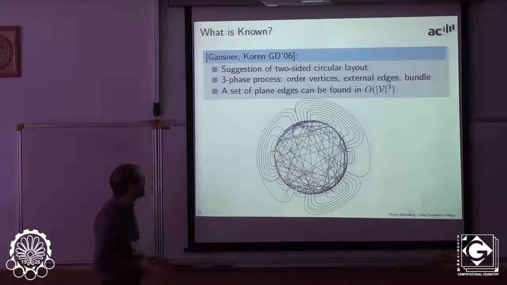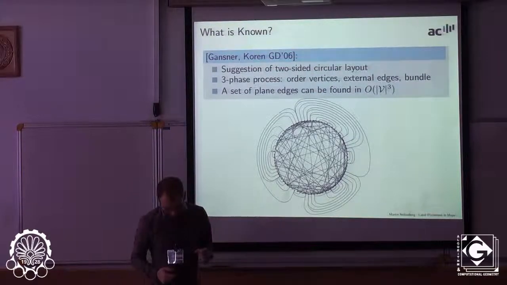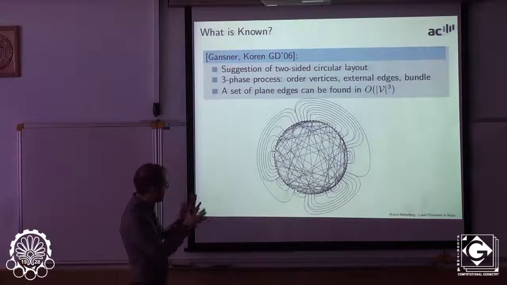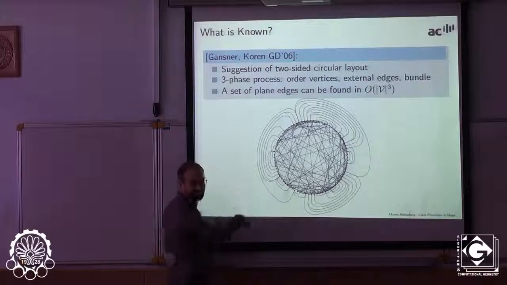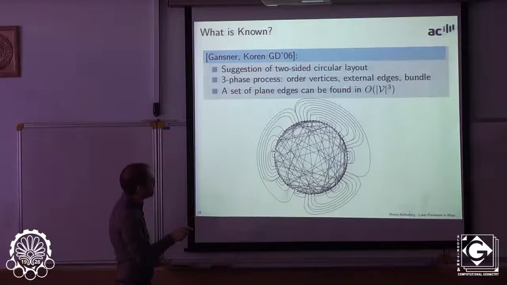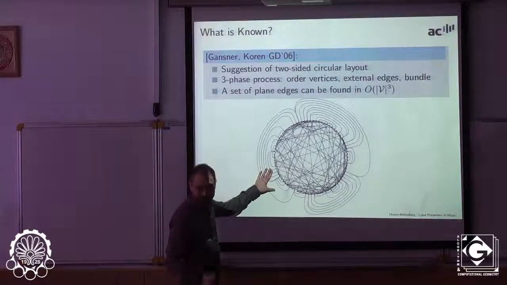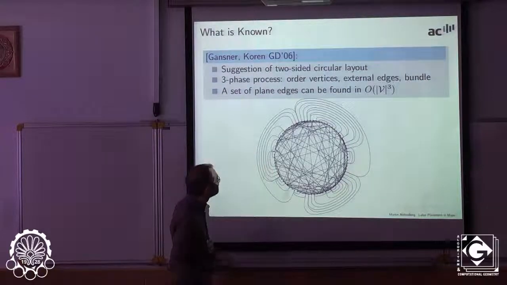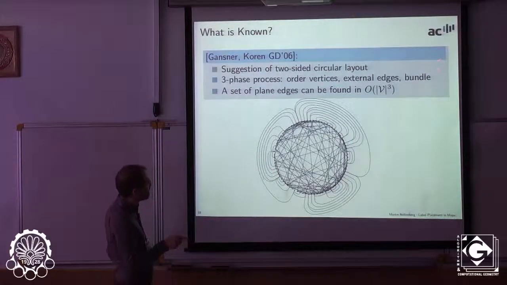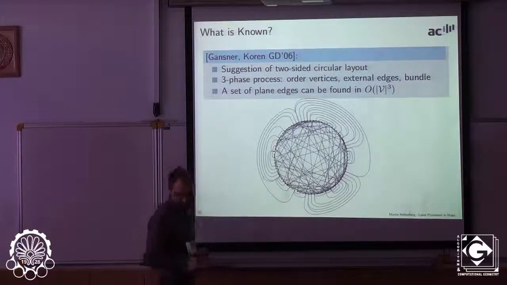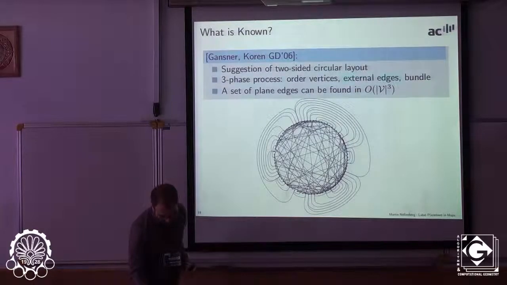So what is known about this? It was suggested to use the kind of two-sided circular layout already in 2006. And they also presented a 3-phase process of first heuristically ordering the vertices on your circle in some nice sense, then computing external edges, and in their work they were interested only in planar external edge sets. Yeah, so this is a valid stack page in some sense. And then in their final step they did some edge bundling to reduce the complexity here a little bit. But that's just heuristic and visual techniques.